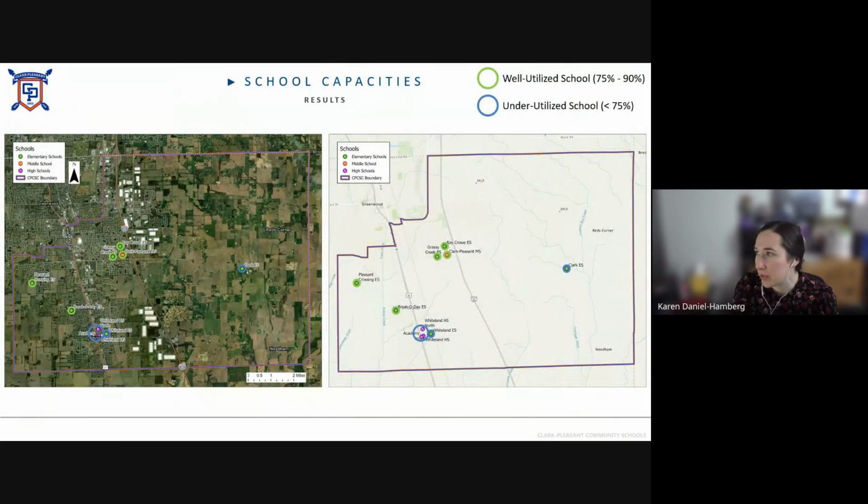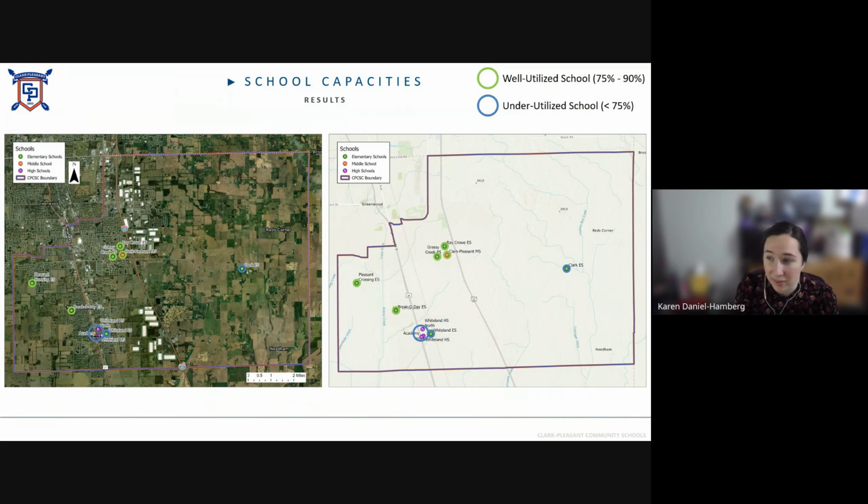So I did put these maps together. These are showing the locations of all of your buildings within the school corporation. The orange and blue lines are the overall school corporation, and each of the dots is showing one of your schools. The elementary schools are the green dots, middle school is orange, and the high school buildings are in purple. The circles around each one is showing the utilization.